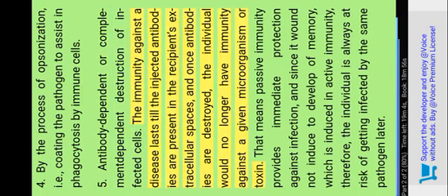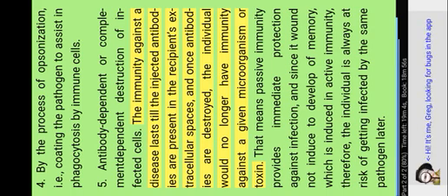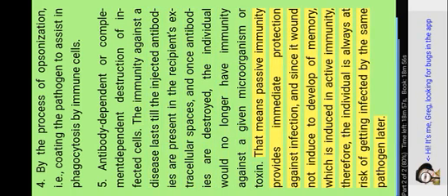The immunity against a disease lasts as long as the injected antibodies are present in the recipient's extracellular spaces, and once the antibodies are destroyed, the individual would no longer have immunity against a given microorganism or toxin. That means passive immunity provides immediate protection against infection, but since it does not induce memory, which is induced in active immunity, the individual is always at risk of getting infected by the same pathogen later.